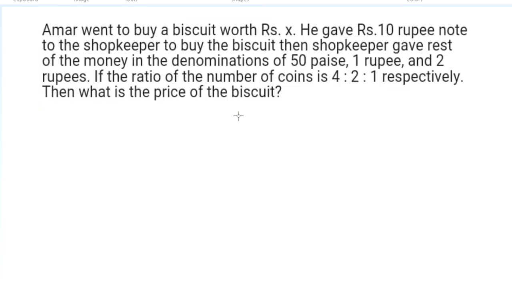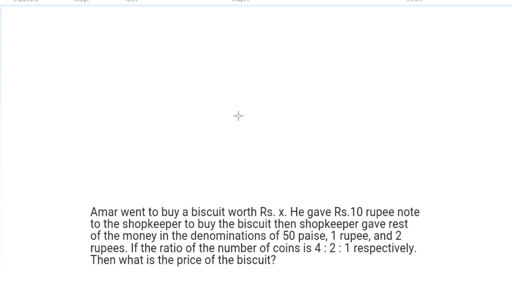Here the question says, Amar bought a biscuit worth rupees X, we don't know that, and he gave a 10 rupee note to the shopkeeper, and the shopkeeper returns the change in denominations of 50 paise, 1 rupee and 2 rupees. If the ratio of the number of coins respectively is 4 is to 2 is to 1, what is the price of the biscuit? Here you can see, we can start right up. The denomination of the coins that he returned is 4 is to 2 is to 1.